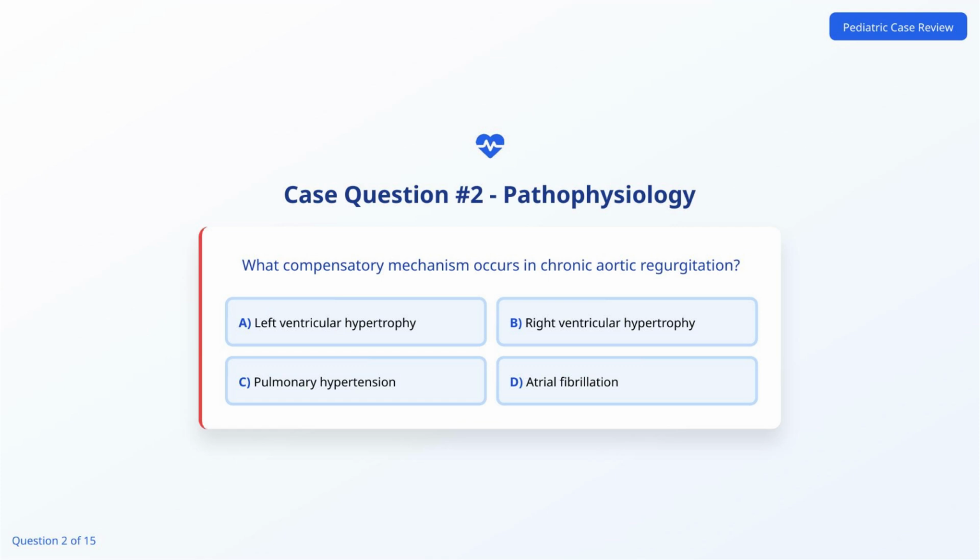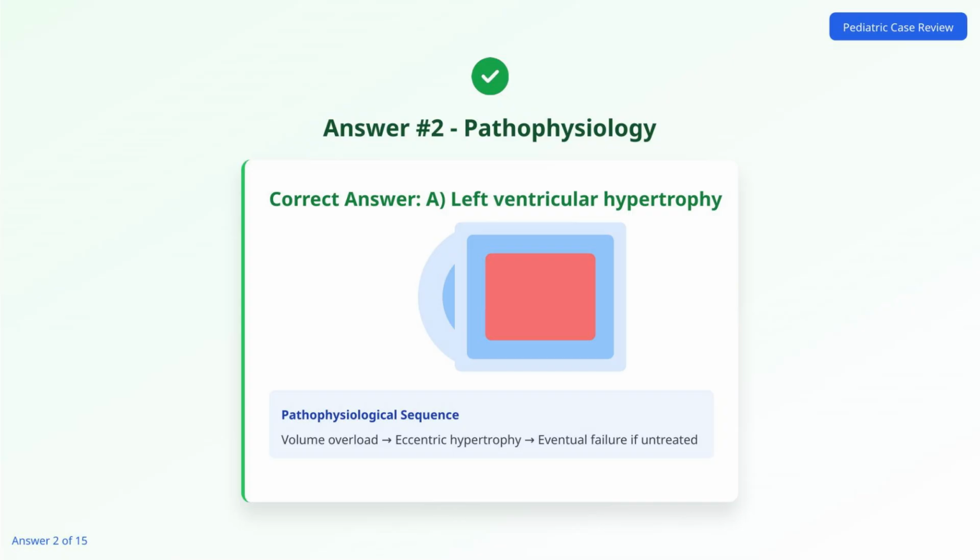In chronic aortic regurgitation, the heart undergoes specific adaptations to compensate for the hemodynamic changes. What is the primary compensatory mechanism that occurs in chronic aortic regurgitation? Is it A, left ventricular hypertrophy, B, right ventricular hypertrophy, C, pulmonary hypertension, or D, atrial fibrillation? The correct answer is A, left ventricular hypertrophy.